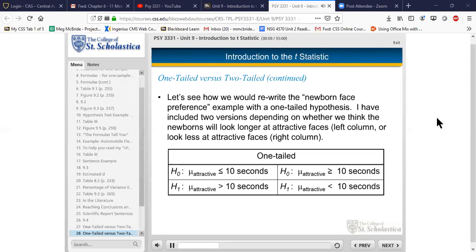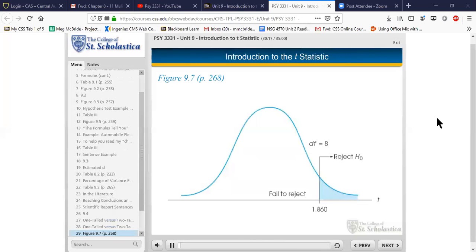Here are how the hypotheses for the newborn face preference example from earlier in the lesson would be written for two versions of directional hypotheses. The graph in Figure 9.7 shows the one-tailed test for the newborn face preference example in which we think newborns would look longer at attractive faces.